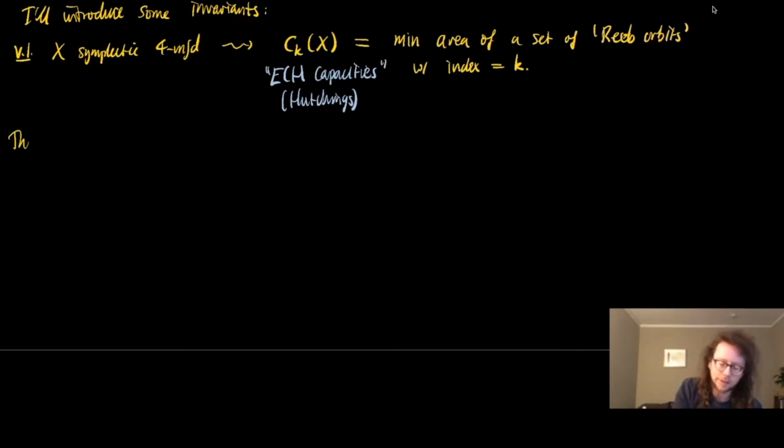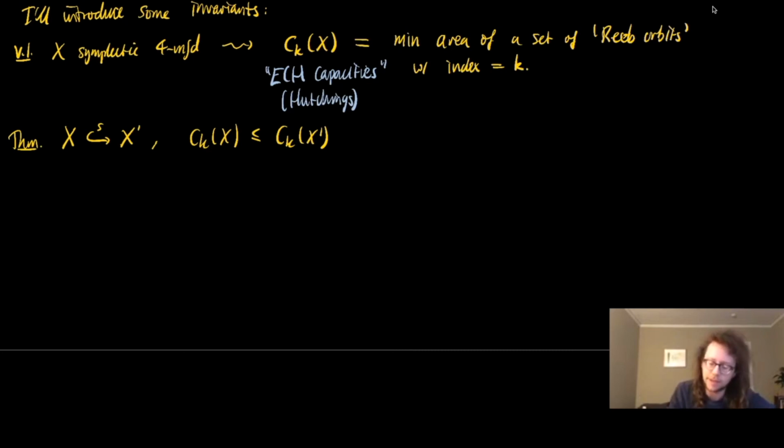And there are two main reasons that I guess they're prominent and helpful. The theorem, just for four manifolds, is that if you have a symplectic embedding from X to X prime, then CKX is less than or equal to CKX prime for all k. In other words, these are embedding obstructions.